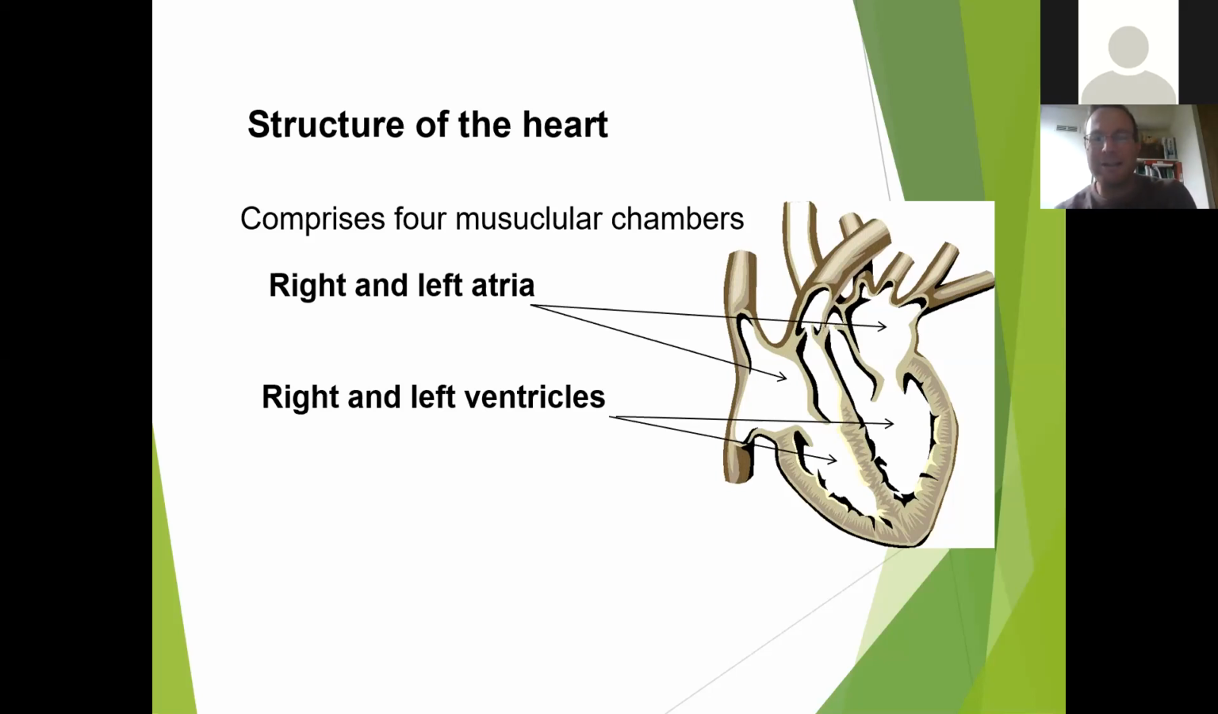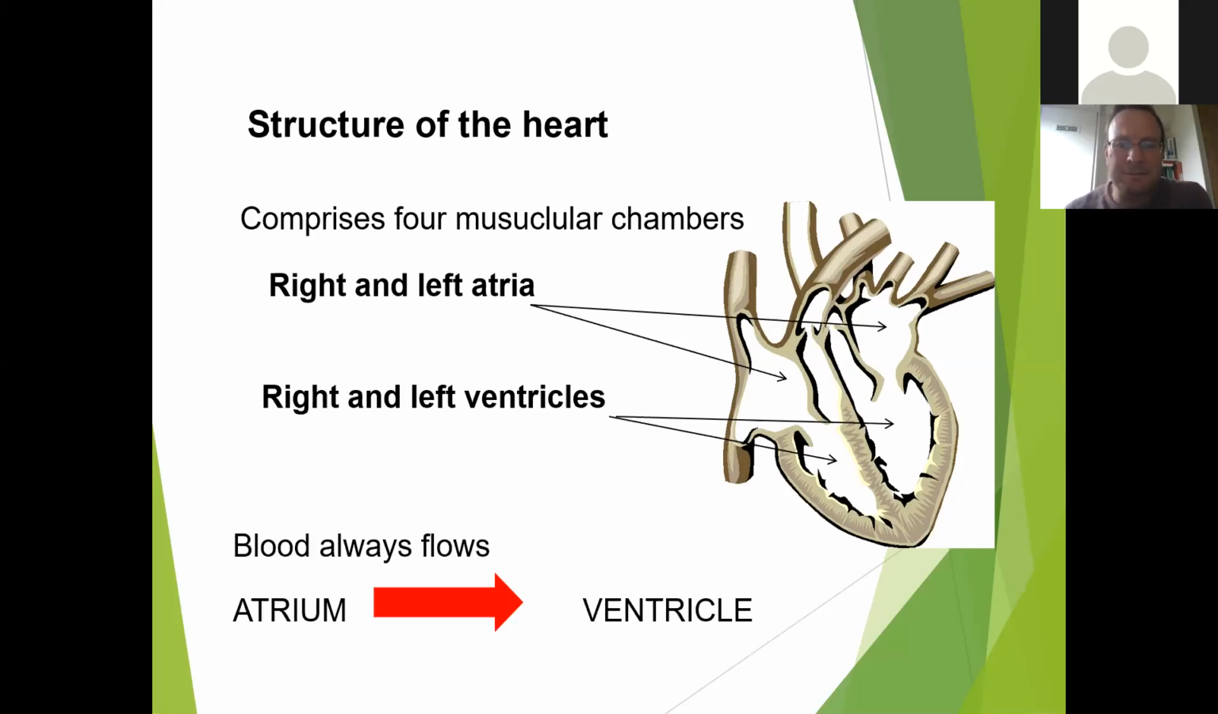So we have the right and left atria and the right and left ventricles. So left side is oxygenated, right side is deoxygenated. And it always goes from atrium to ventricle. Atrium to ventricle. There we go. Aston Villa, as Adil's reminding me. AV, atrium to ventricle.